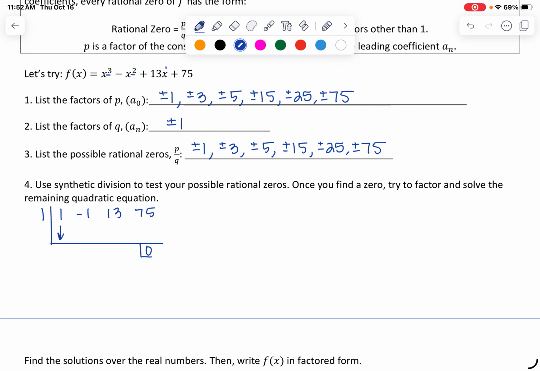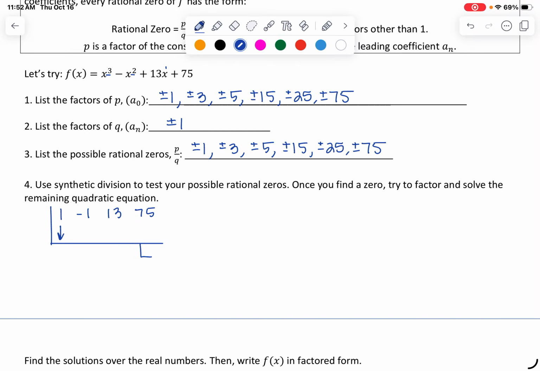All right, so drop your 1. Multiply, you get 1. Add, you get 0. Multiply, you get 1. Add, you get 14. Multiply, you get 14. And add, you do not get 0. So, out. I'm going to take that 0 away there so I don't confuse myself at any point.